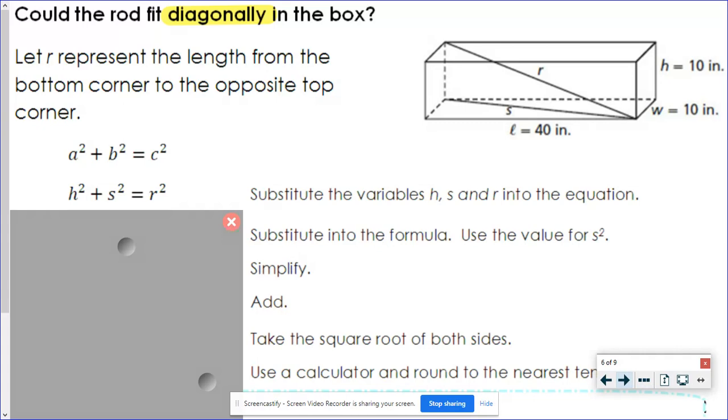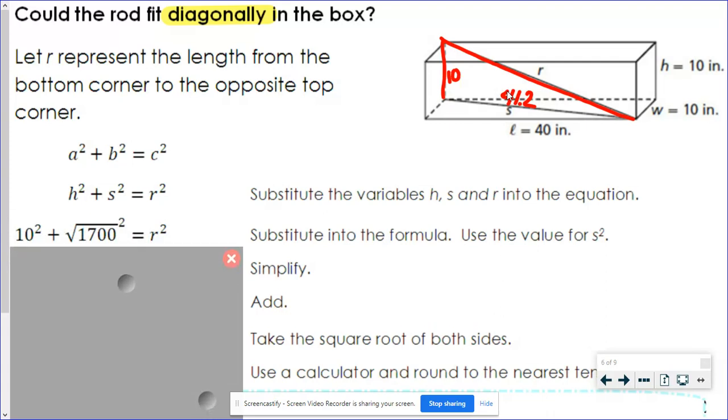If it didn't fit in the bottom of the box, I could look at the diagonal of the entire box, which would be a longer length. And if it was 41.2 inches for the last one, and the rod is only 42 inches, I'm guessing this one's going to work. So we would substitute those in. So we knew that this was 41.2 for this S. And I know that the height here is 10. So when I'm looking for this diagonal, that R is how I label it here.